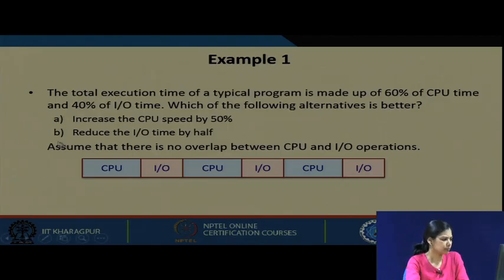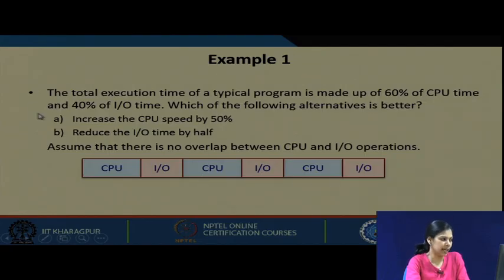So, let us see this overall thing where CPU IO, CPU IO, CPU IO, and we assume that there is no overlap between CPU and IO operation. That means when CPU is being used, only CPU bound job will be taken care of. When IO bound job is getting performed, only IO bound jobs will be taken care of, and so on.